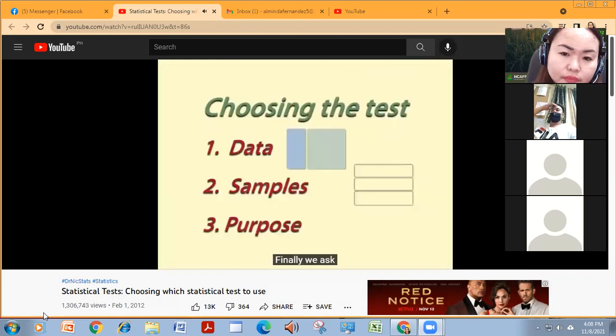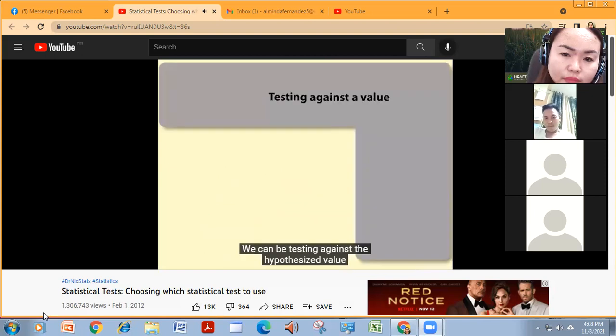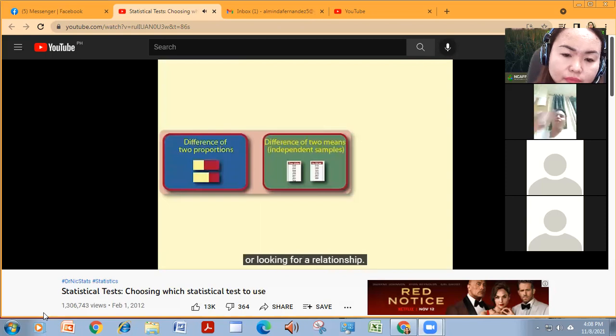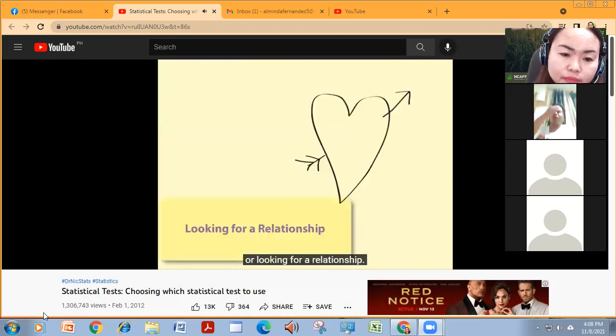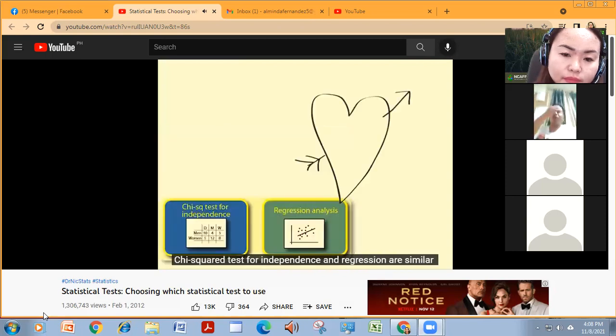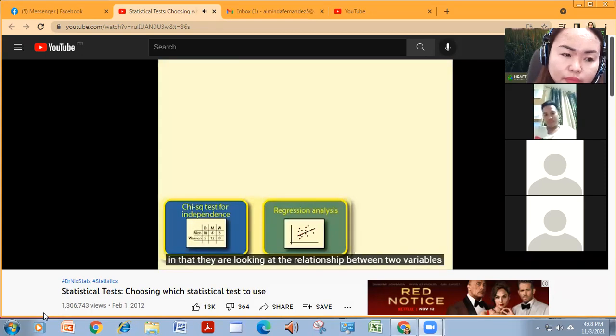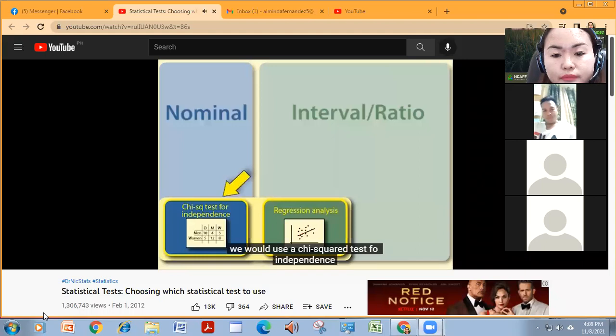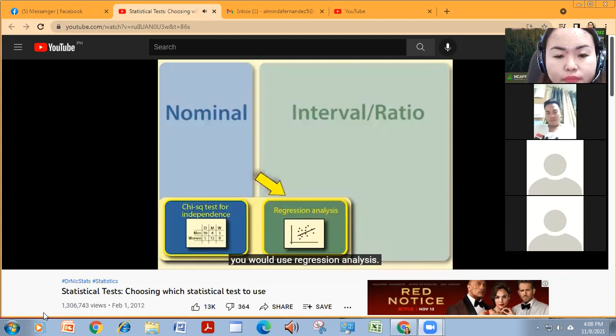Finally, we ask, what is the purpose of the analysis? We can be testing against a hypothesized value, comparing two statistics, or looking for a relationship. Chi-squared test for independence and regression are similar in that they are looking at the relationship between two variables. The difference between them is in the kind of data. If you would summarize the data in a table, we would use a chi-squared test for independence, whereas if you would put it on a scatter plot, you would use regression analysis.